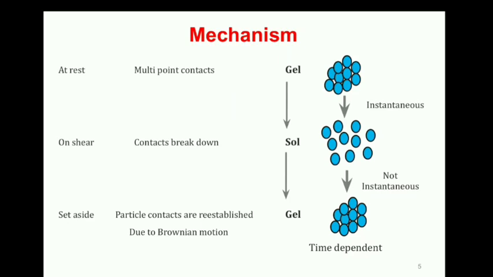The mechanism is shown: at rest, multi-point contacts are there, so your system behaves like a gel. After that, on shear the contacts break down, so the system is converted from gel to sol. In sol state you can see the individual particles are completely separated from each other, there is no point of contact. After that, when you set it aside, particle contacts are re-established due to Brownian motion. Again your system reverts from sol to gel. So this simple transition, gel to sol to gel, is called thixotropy.